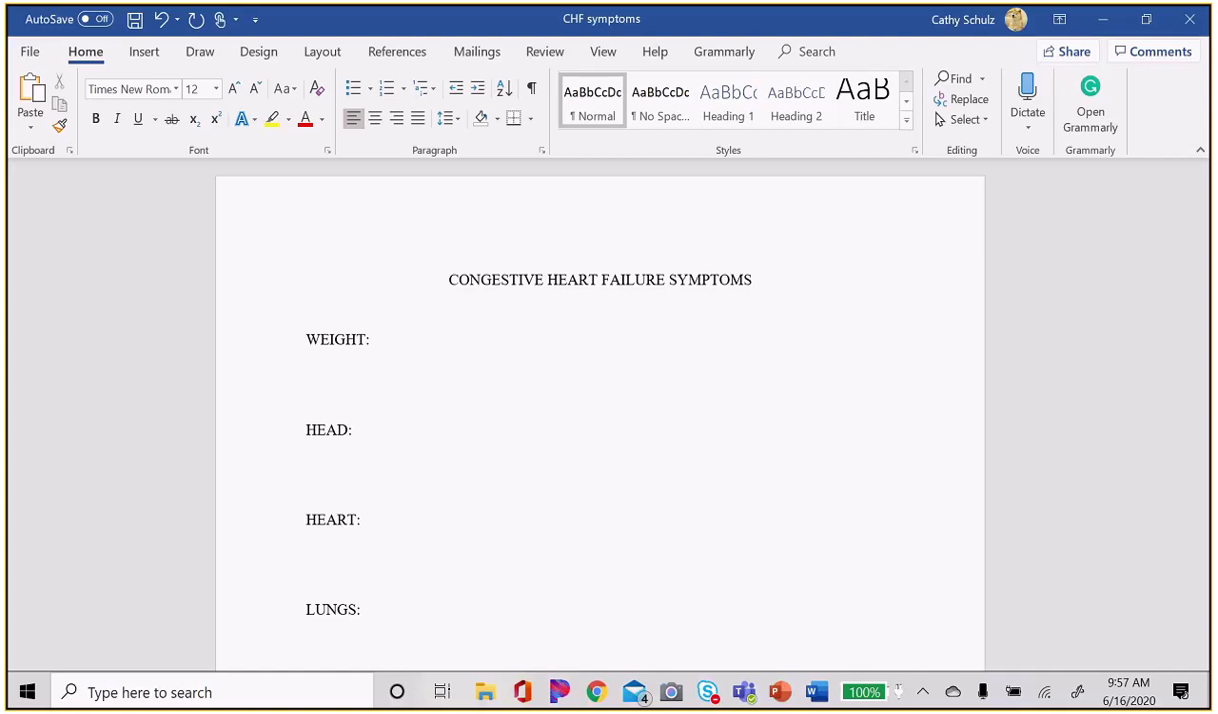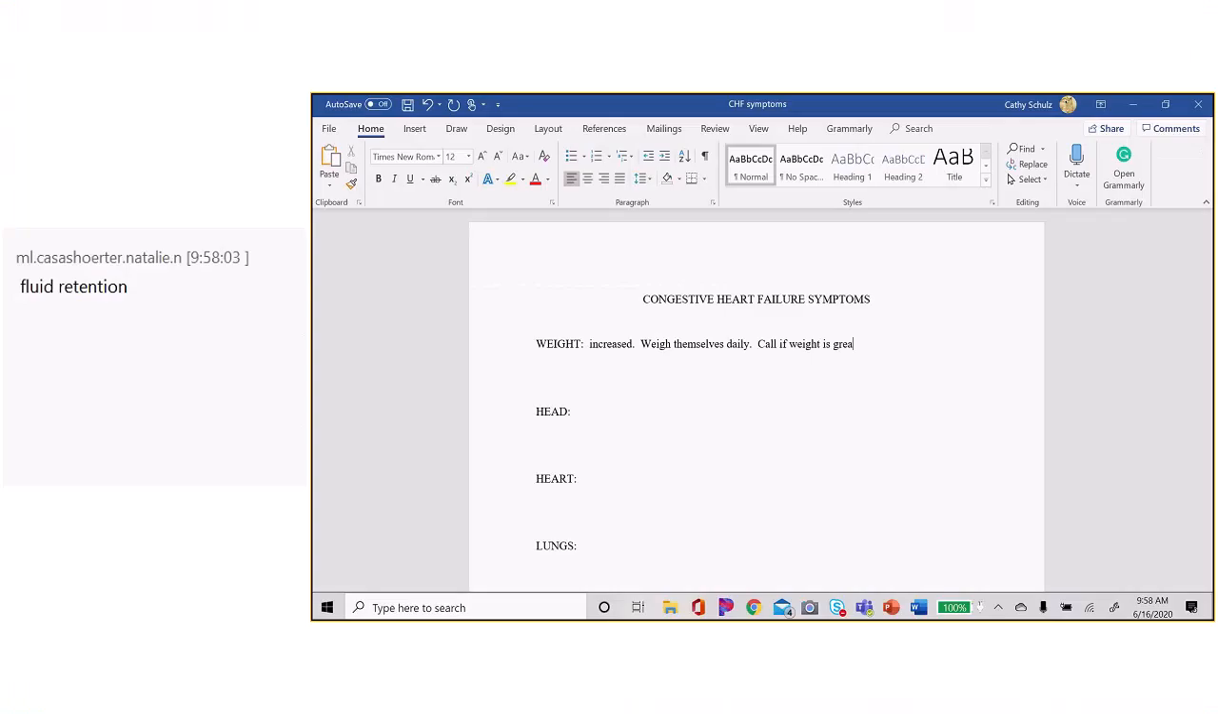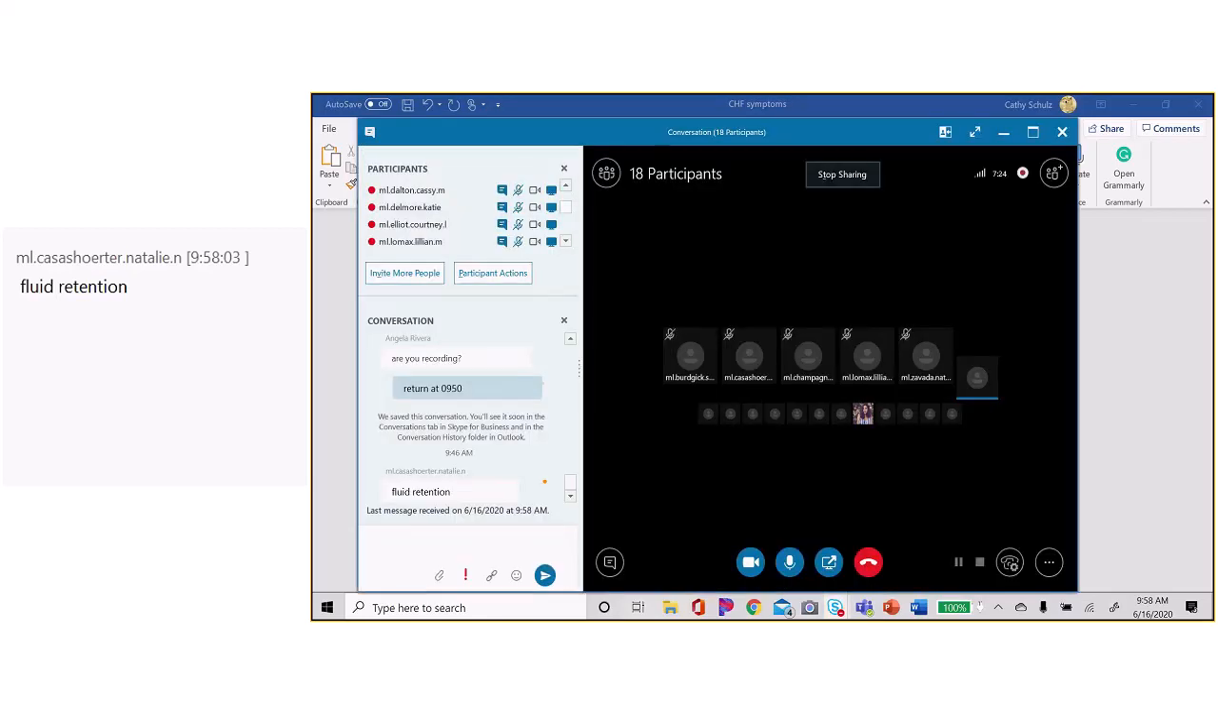Is there a change to the weight? Increased. Yes. So it is increased, and this is an important measure that we use for heart failure. Patients are asked to weigh themselves daily, and they would call us if their weight is greater than 2 pounds, which is essentially about 1 kilogram, exactly, because of fluid retention. So we know, and that means the heart isn't pumping very well.